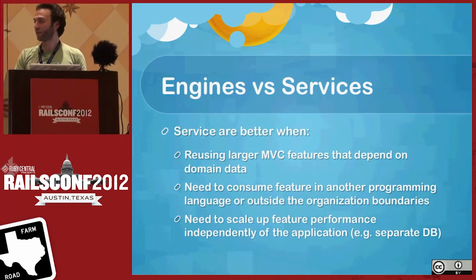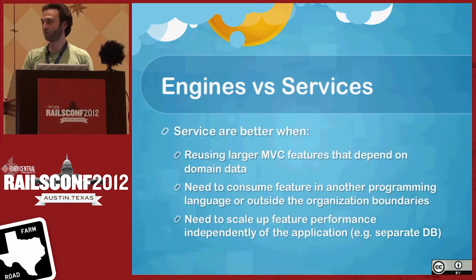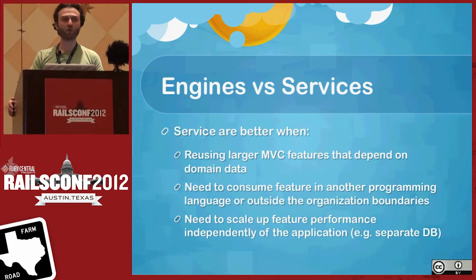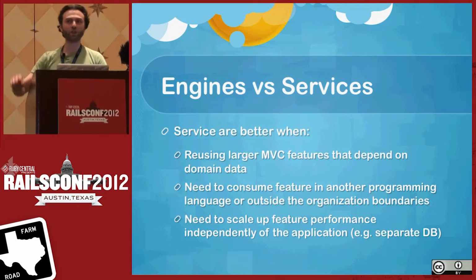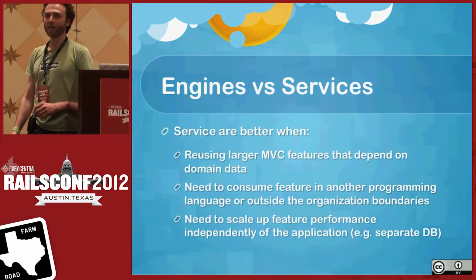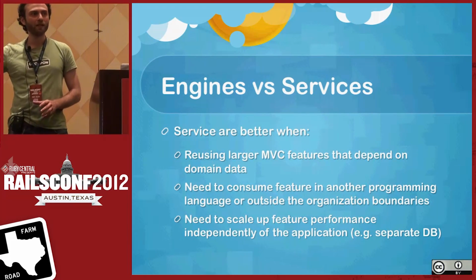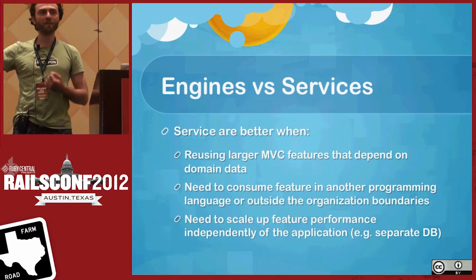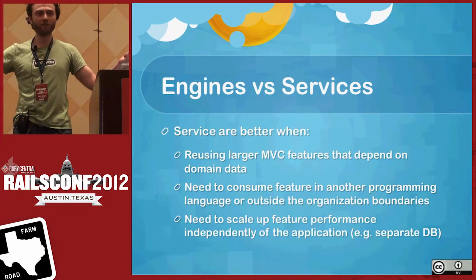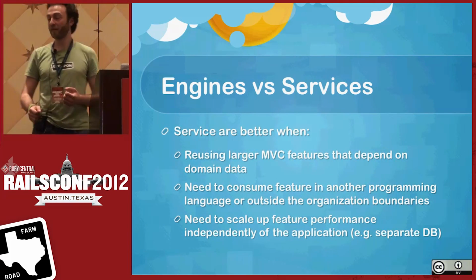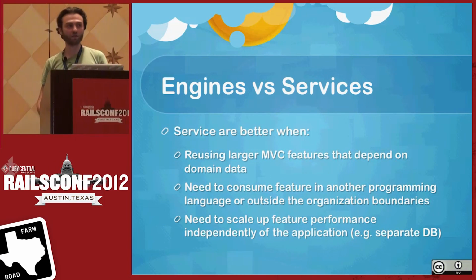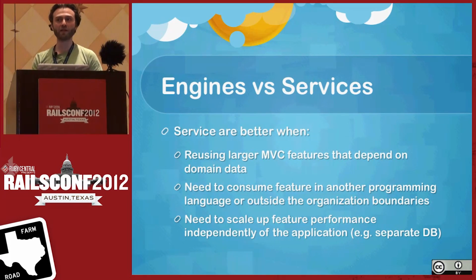Also, you might want to scale up the feature performance independently of the application. Once you've noticed that this particular feature is getting hit a lot, you might want to offload it into its own database and then optimize it in complete isolation from the application, so that you decouple performance effects between the app and that specific feature. That could be a great technique. This is where a service would shine, actually, in that scenario.